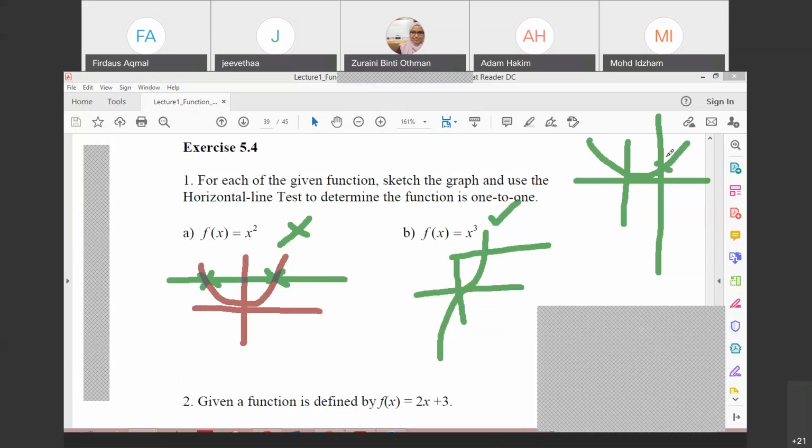Ini masa bila pula? Yang ni kalau kita nak tahu dia fungsi ke tidak. Okay, dia fungsi. Tetapi bila nak test dia 1 to 1, dia garis tu melintang. Okay, ini bukan 1 to 1, sebab dia 2 kali bersilang. Okay.